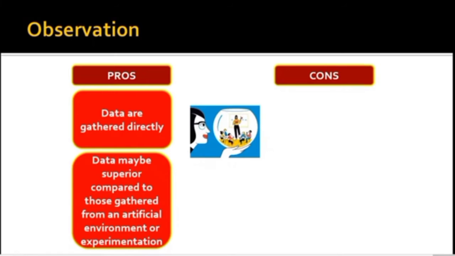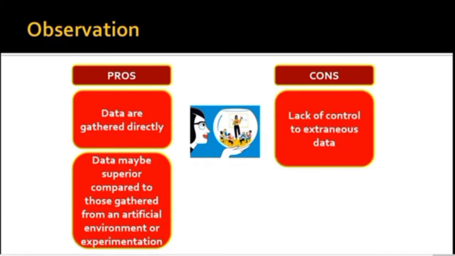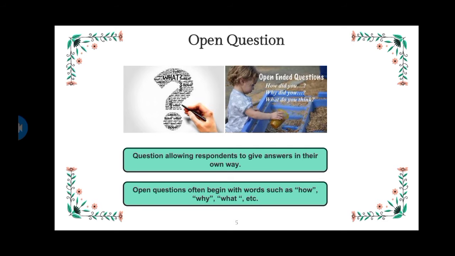themselves, are captured. On the contrary, observation's main disadvantage is the lack of control of the observer when data are affected by extraneous variables, or those variables that are not included in the study but are affecting the subjects in some way. Open-ended question. In general, when you develop a questionnaire, you will be looking at two types of question.